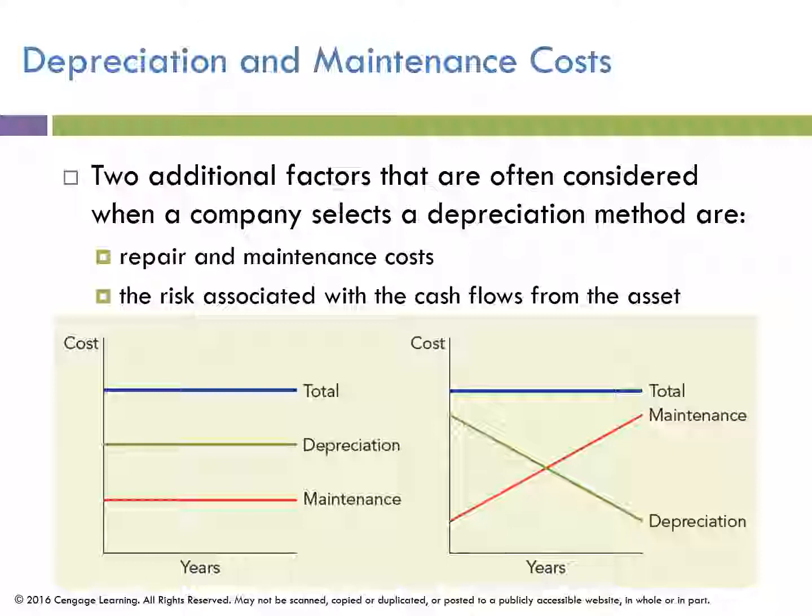Two additional factors that are considered when a company selects a depreciation method are the amount of maintenance and repair costs and risk associated with cash flows from the asset. Okay, so total depreciation and maintenance. Take a look at this. So if your maintenance stays the same, you should do straight line. If your maintenance increases over time as you use the asset, you should use an accelerated method. And we talked about that.